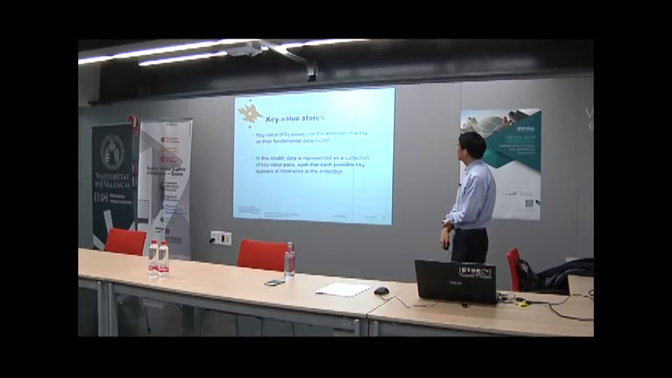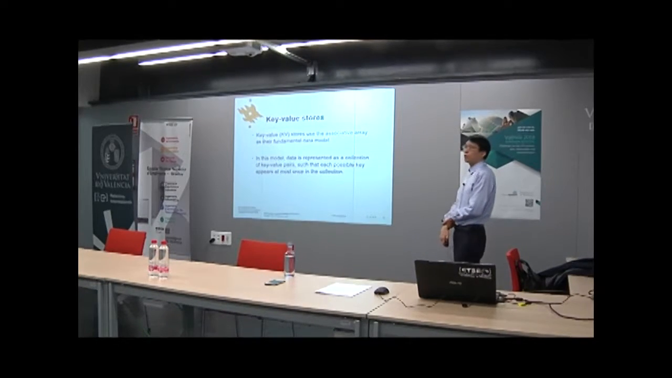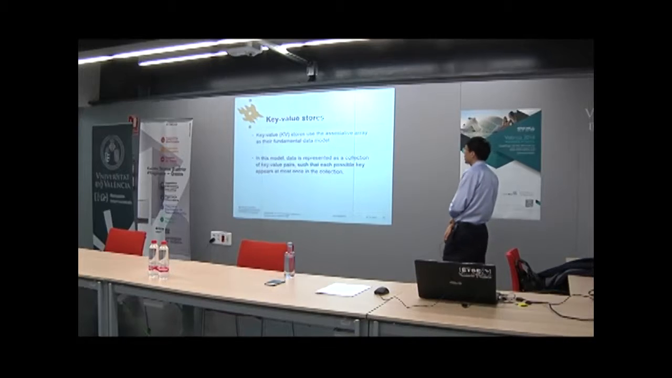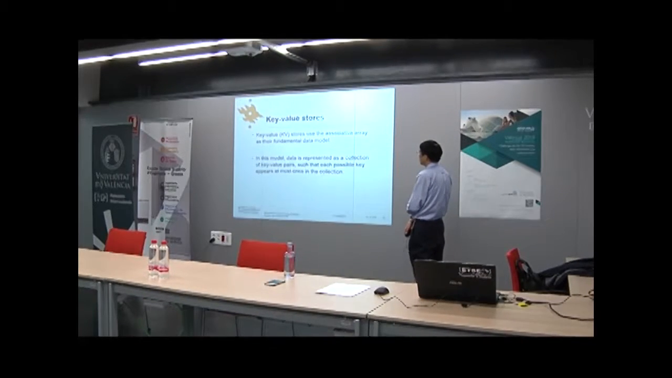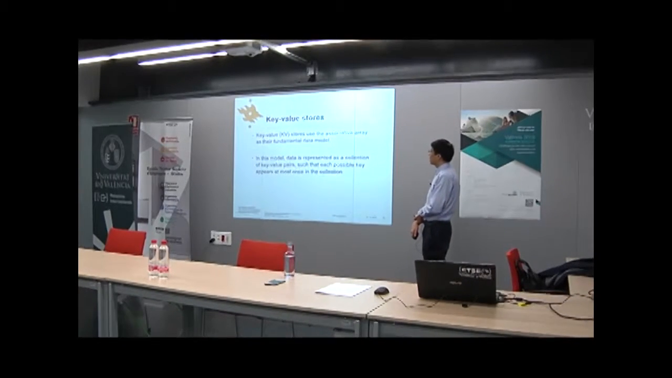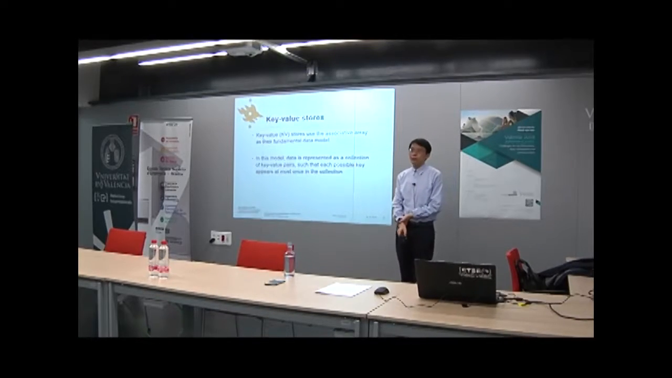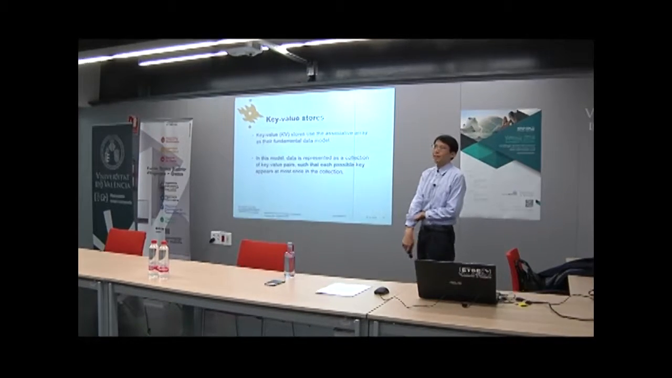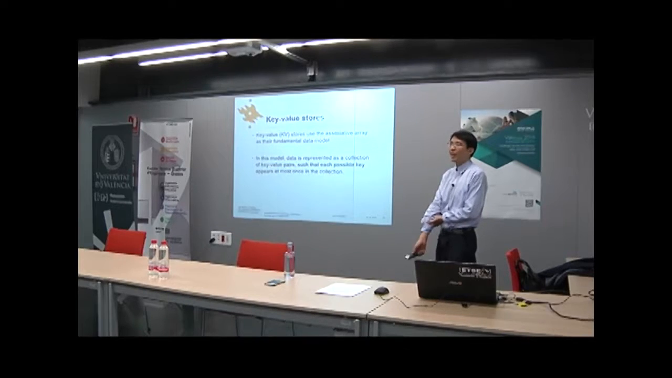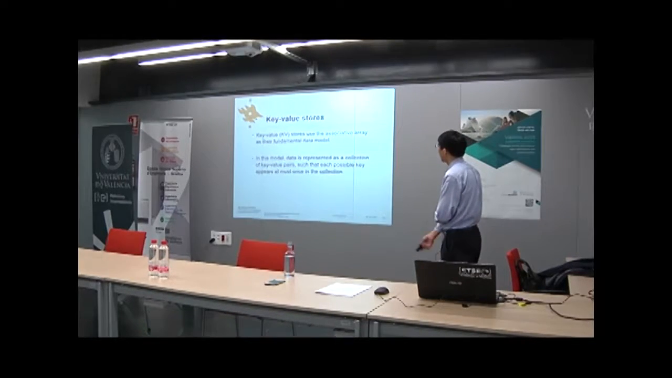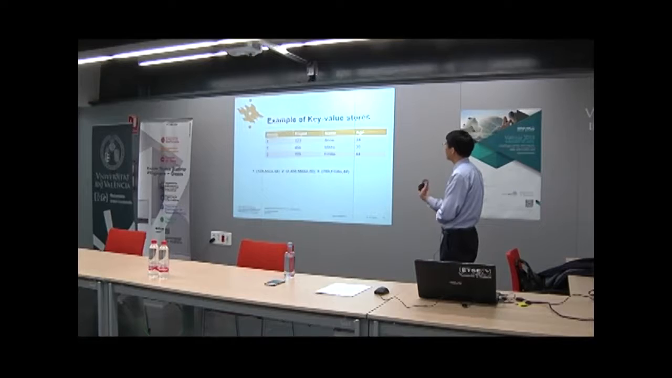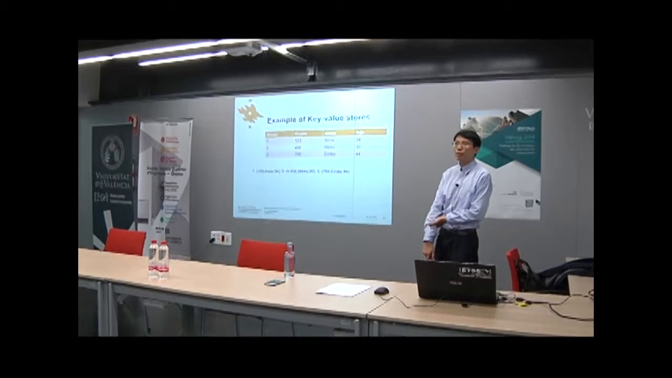The second store is the key value store. Key value store is very simple. We just use an associative array as the fundamental data model. It means that for each data value, we just store a key and a value. This is a pair of the data. So we can see examples to understand the key value store.